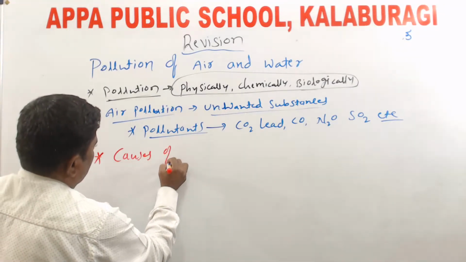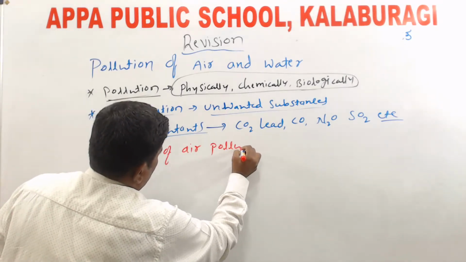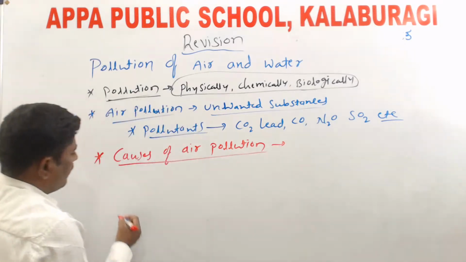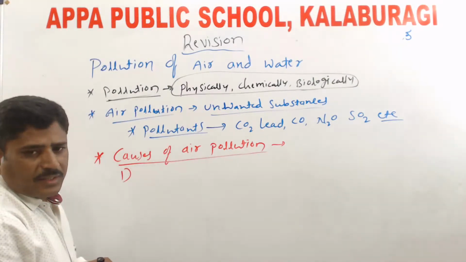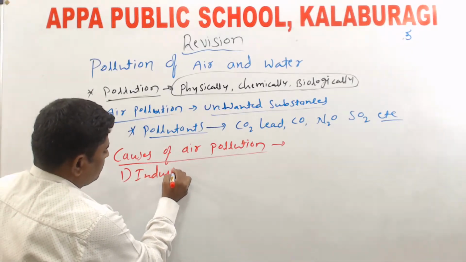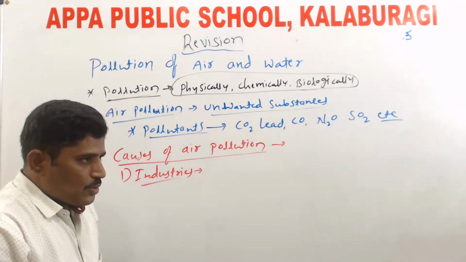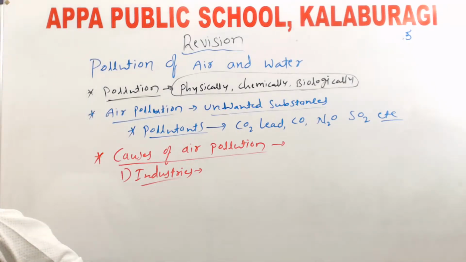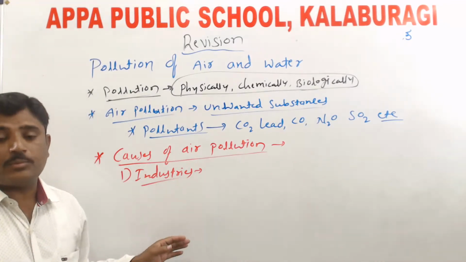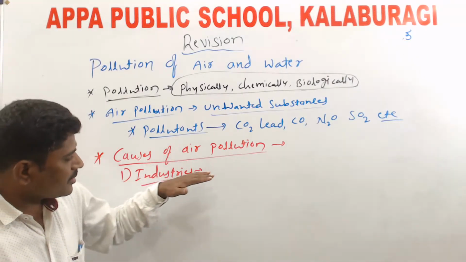Causes of air pollution. First point, industries. Industries, you know very well. Right now, so many industries are there. In India, more than 5,000 industries are there.